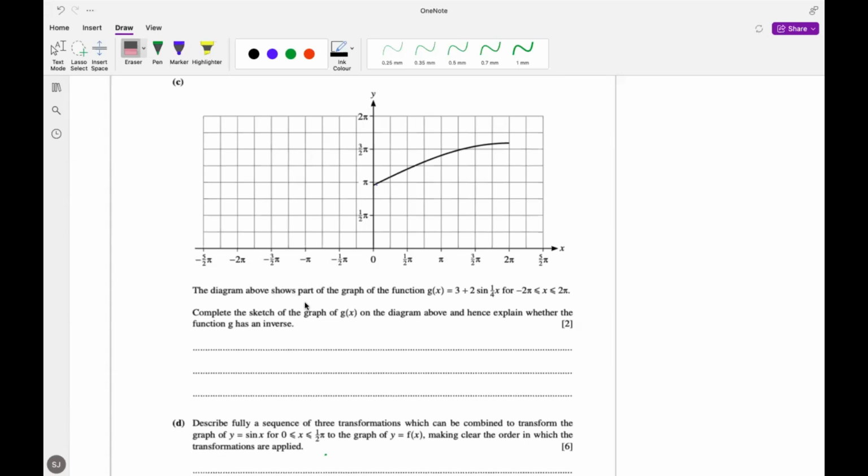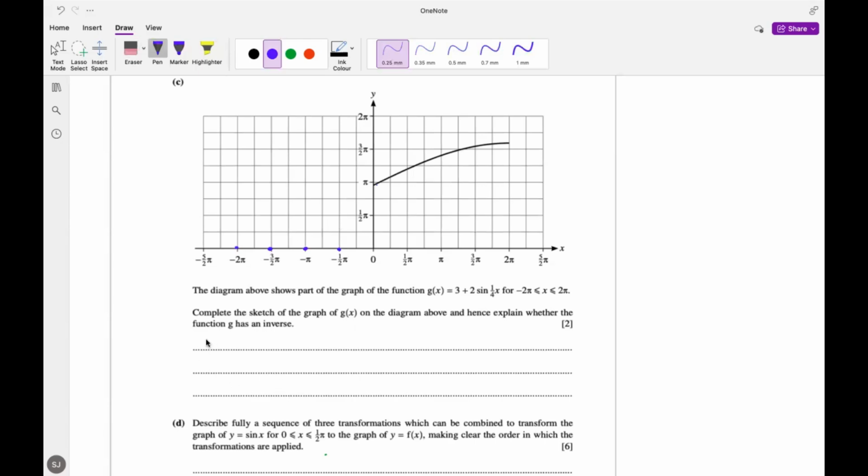Part C says that the diagram above shows a part of the graph of the function g of x, 3 plus 2 sine 1 upon 4x, from minus 2 pi to 2 pi. We have to complete the sketch of the graph and explain whether the graph has an inverse. To complete the sketch, we'll just substitute values of x into the function. So we'll take values of minus 1 upon 2 pi, minus 3 upon 2 pi and 2 pi. And the values of y we get, we plot them to make a graph.